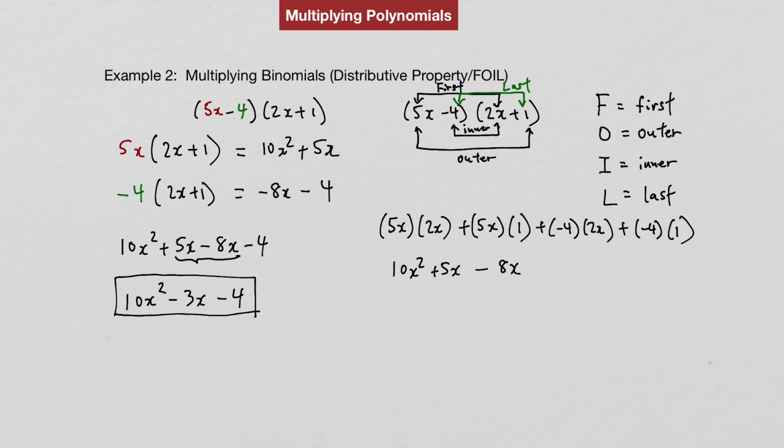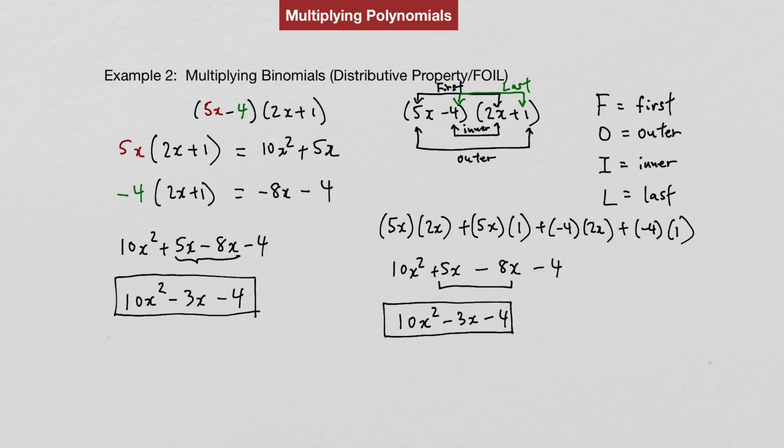If you were to multiply this out, we would get 10x squared plus 5x minus 8x minus 4. We would then combine these like terms, and we would get 10x squared minus 3x minus 4. And you see that we get the same answer again.